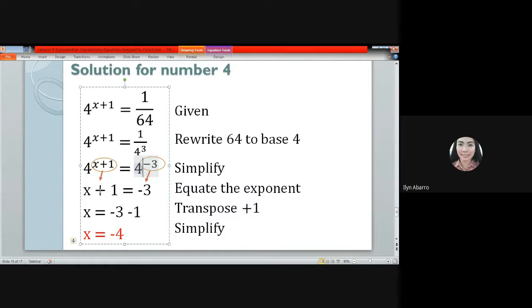So, x plus 1 is equal to negative 3. You transpose positive 1 to the right side. It will become negative 1. So, x is equal to negative 3 minus 1. Negative 3 minus 1 is negative 4. So, our answer is negative 4.